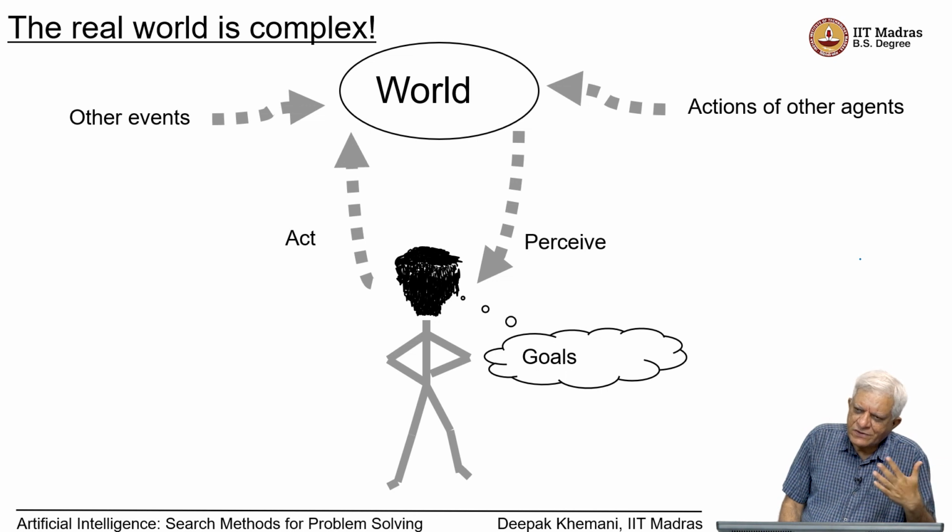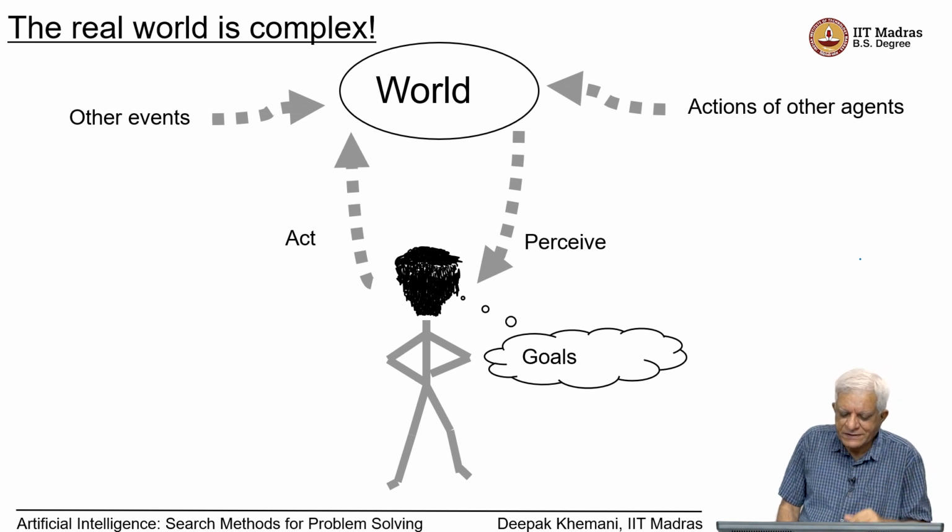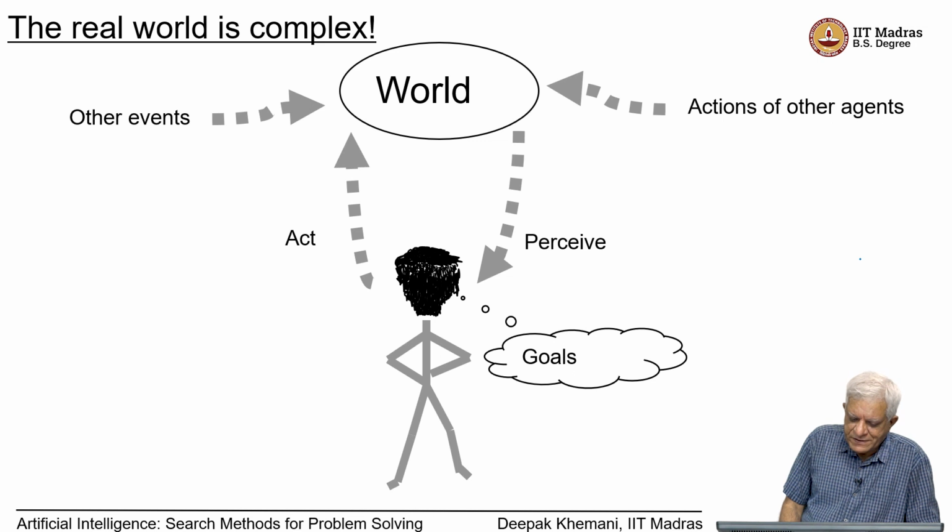Our actions can also be quite complex in the sense that they may or may not work in the real world. So, you may rush towards the railway station in the hope of catching a train, but you do not know whether you will be able to catch it.